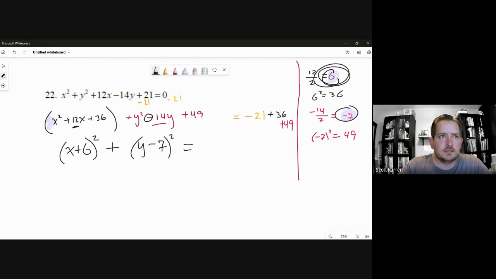I'm just going to cheat. So what do I have? 36 plus 49 minus 21. And it stopped doing anything. 49 plus 36 minus 21 is 64. Right. And so the information I know here is that the center of this circle is at negative 6, 7, and the radius is the square root of 64, so it's got a radius of 8.